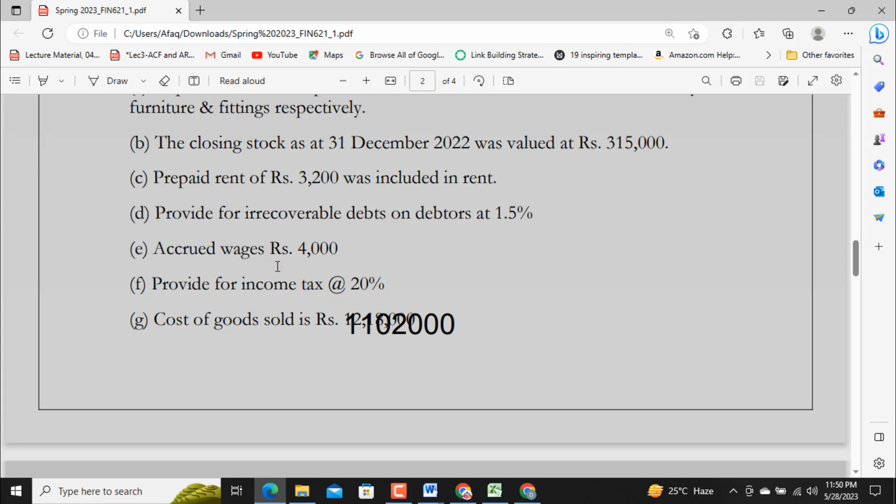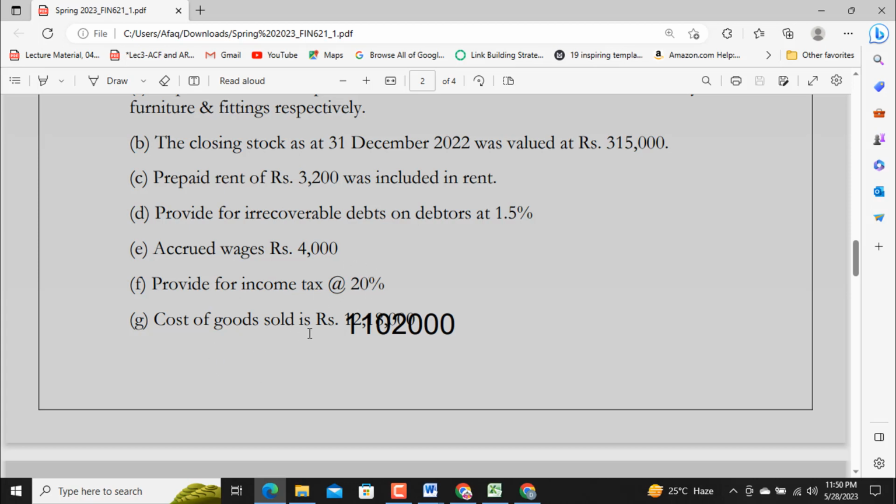Accrued wages, okay, accrued wages is there. Wages expense to accrued wages: it will appear as a liability in the current liabilities section of the balance sheet, and the other expense part will go to the income statement as part of the wages. Provision for income tax at 20%. You need income before tax to reach that value.